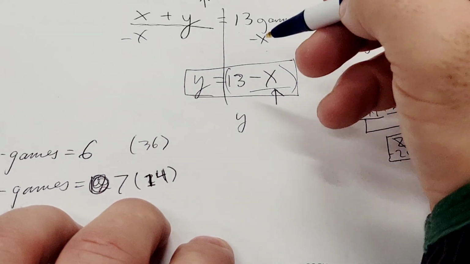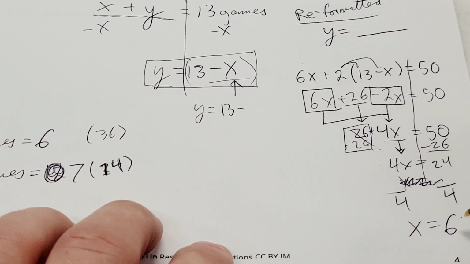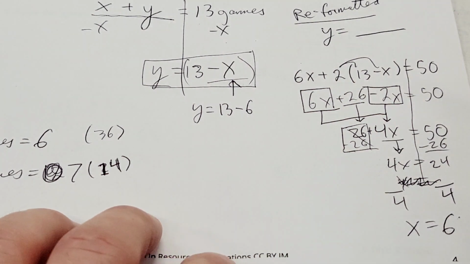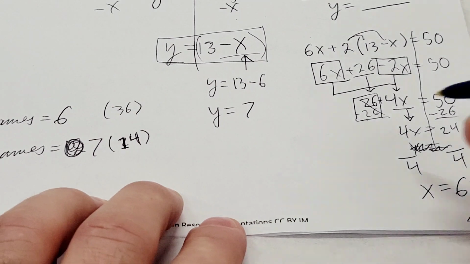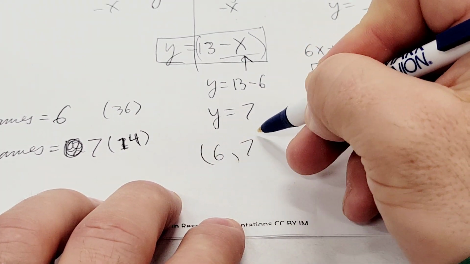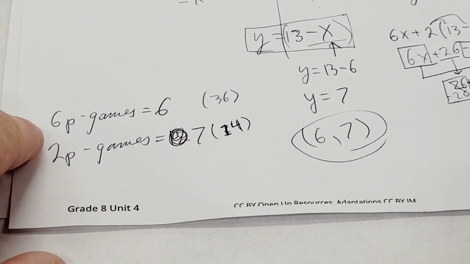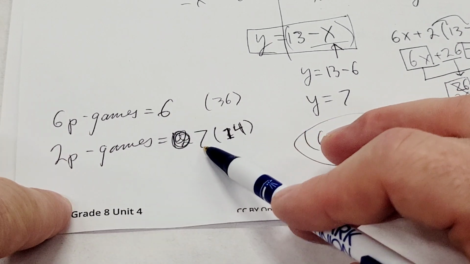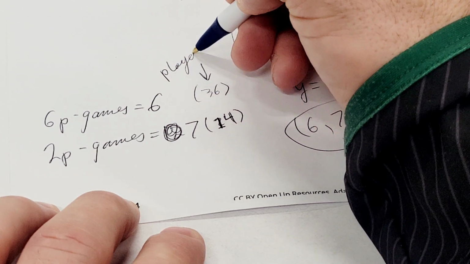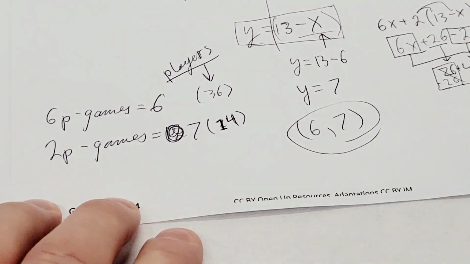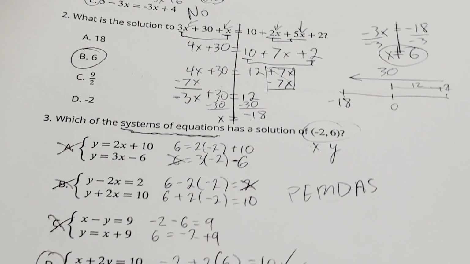Okay. So coming back here, if I have y equals 13 minus x, and x is now 6, now it makes more sense. So y equals 7. And that could also be written like this as a final answer: (6, 7), or 6 6-person games, 7 2-person games. And remember, in parentheses, that's number of players, just so we're not getting confused with what those numbers mean. Okay? All right. Good luck on your test tomorrow.